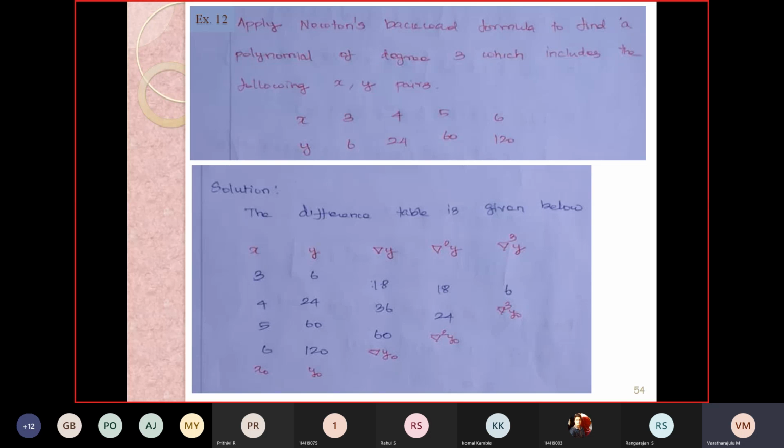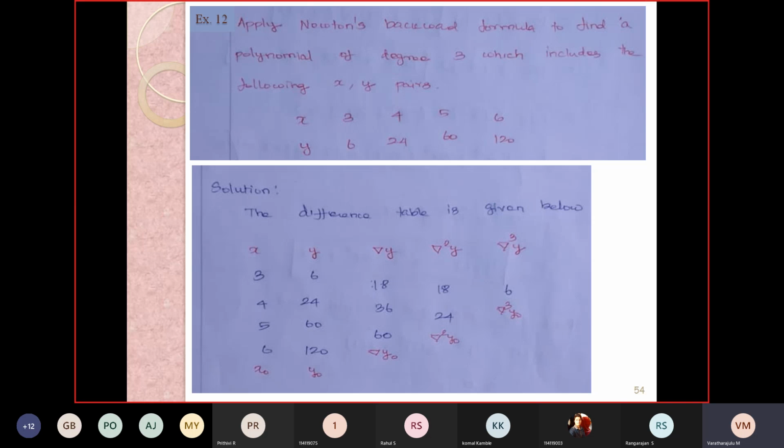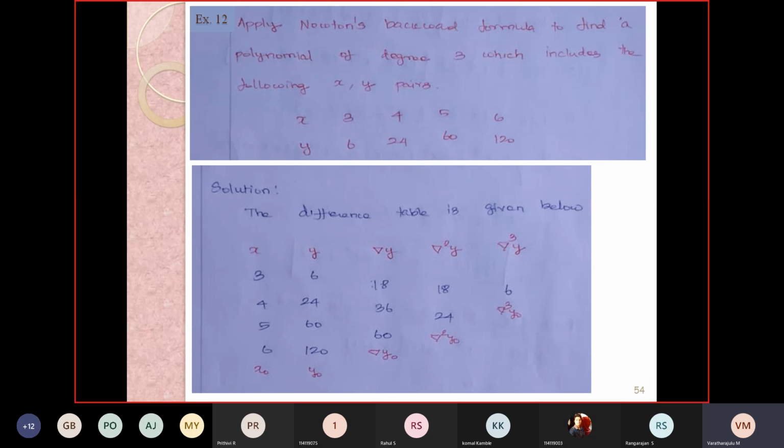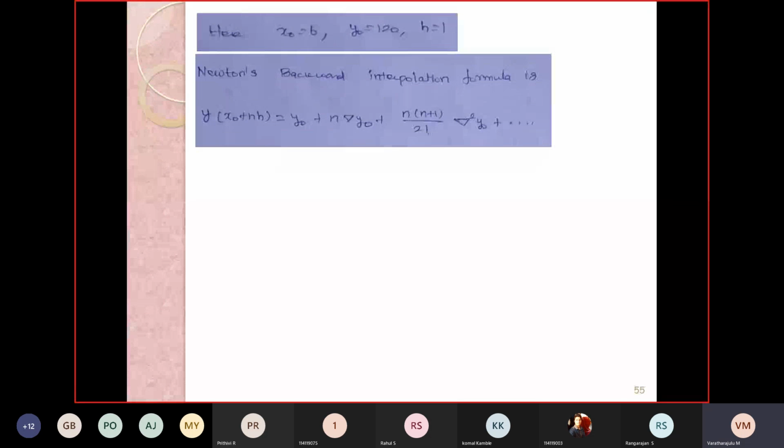And we need to build the mathematical relation with degree 3, and that we can do with the unknown. Here x naught is 6 and y naught is equal to 120 and x is equal to 10. And you can do a trial here. x naught is taken at the end, and the respective y naught is taken. You can also try with Newton's forward interpolation by taking x naught is equal to 3 and y naught is equal to 6. Here h is equal to 1, the difference in the x is 1. Newton's backward interpolation formula, we need to calculate the y of x.